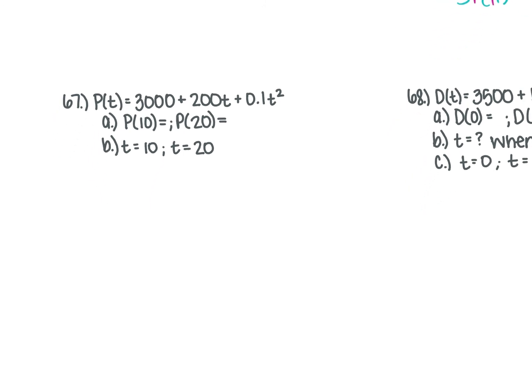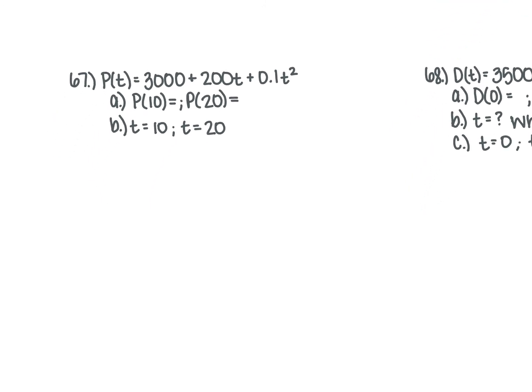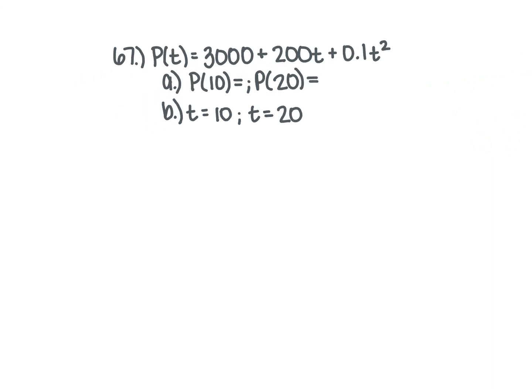So our function is p of t is equal to 3,000 plus 200t plus 0.1t squared. We're finding p of 10 and p of 20. So for p of 10, we're going to plug in that 10 for t and then simplify. This is going to give us 3,000 plus 200 times 10 plus 0.1 times 10 squared.